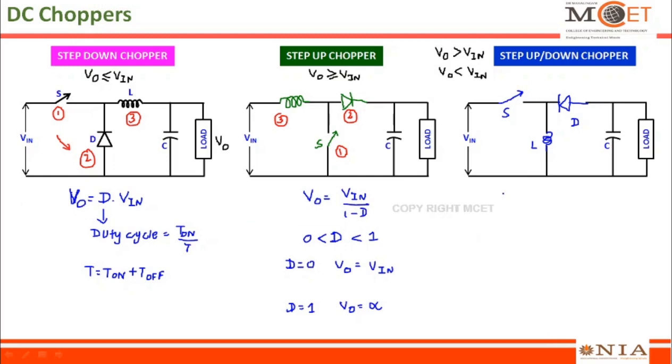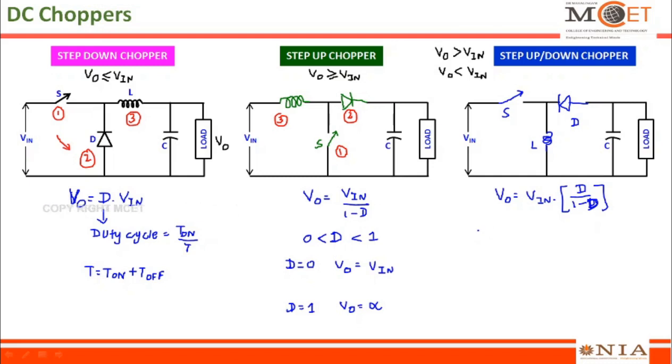Similarly, let us look into the expression for output voltage of a step up down chopper. As I told, it is the combination of step up and step down chopper. V out is equal to V in into D divided by 1 minus D of step up chopper. So D divided by 1 minus D. So this is the expression for the output voltage of a step up down chopper.